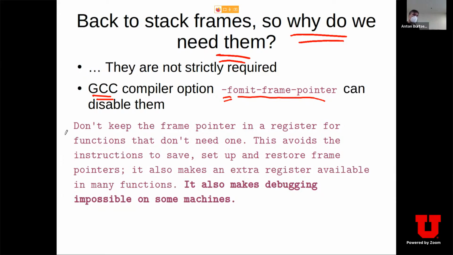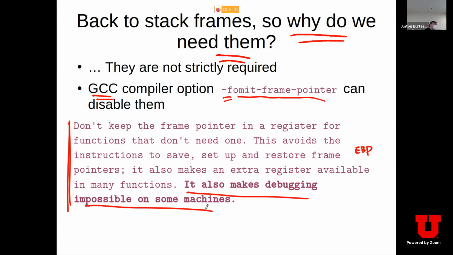And this is the explanation from the GNU documentation for this flag. Don't keep the frame pointer in a register for functions that don't need one. This avoids the instructions to save, set up, and restore frame pointers. It also makes an extra register available because EBP is now a free register, right? You can use it in all arithmetic operations. But it also makes debugging impossible on some machines. So why does it suddenly become harder without the stack frame?